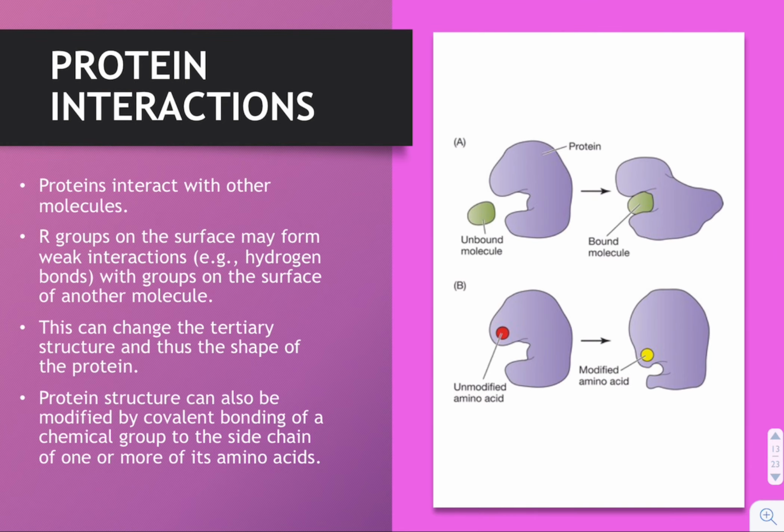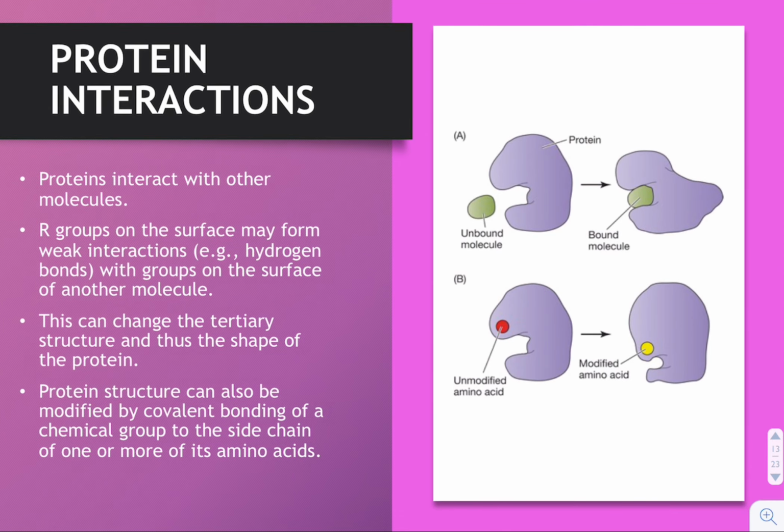So back to some more protein interactions, because this is going to get really important for enzyme stuff later on. Proteins can interact with other molecules, such as enzymes. R groups on the surface may form weak interactions, such as hydrogen bonds, with groups on the surface of another molecule. This can change the tertiary structure and thus the shape of the protein. Protein structure can also be modified by covalent bonding of a chemical group to a side chain of one or more of its amino acids.